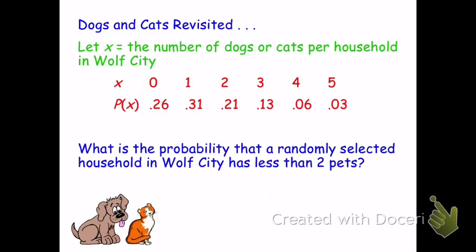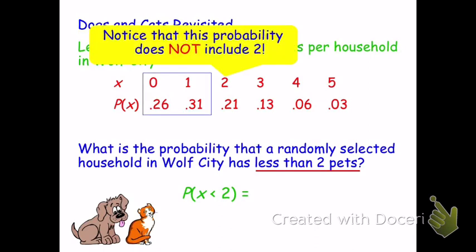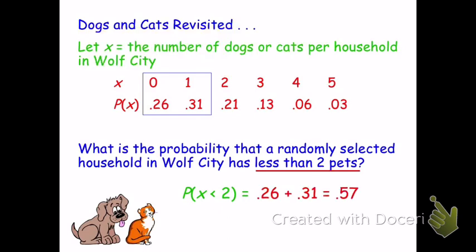What is the probability that a randomly selected household has less than 2? So what's different between at most 2 and less than 2? It doesn't include 2. Yeah, it doesn't include 2. So it's just a less than 2. And so I would only add 0 and 1. Notice that this probability does not include 2. So only 0.57.